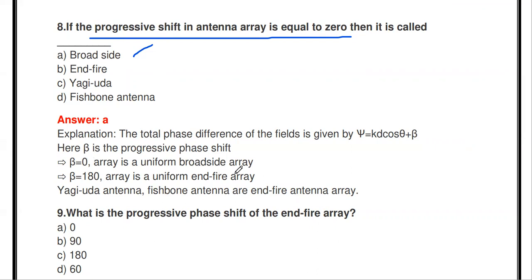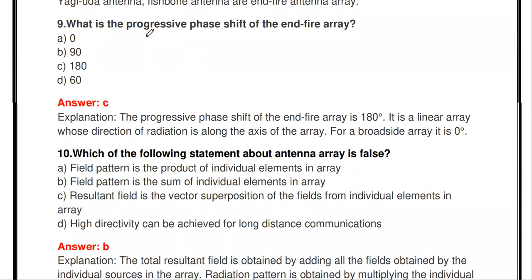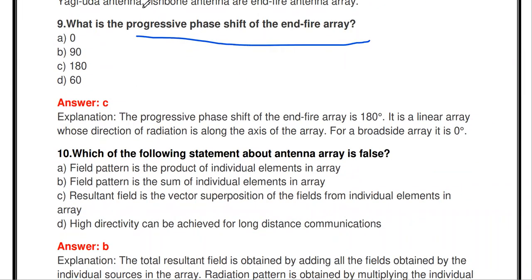For end-fire array, the phase angle is equal to 180 degrees. So broadside and end-fire, these two are said to be the classification of uniform linear array. Okay, then the next thing, what is the progressive phase shift of end-fire array?